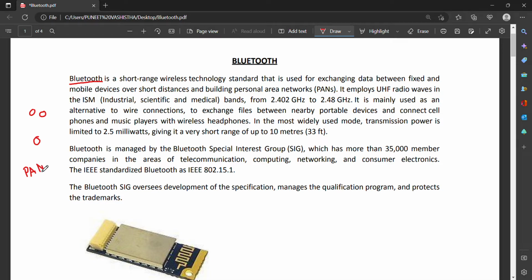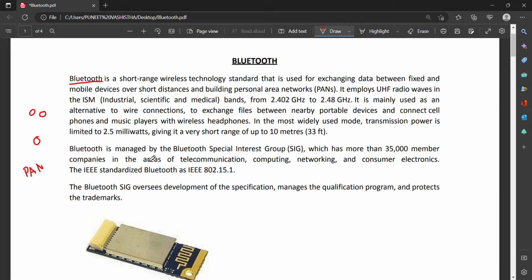Bluetooth is a short-range wireless technology standard that is used for exchanging data between fixed and mobile devices over short distances and building personal area networks. Okay, so it employs UHF or ultra high frequency radio waves in the ISM, that is industrial, scientific, and medical bands from 2.4 gigahertz to 2.48 gigahertz. It is mainly used as an alternative to wire connection, right? To exchange files between nearby portable devices and connect cell phones and music players with wireless headphones, right?